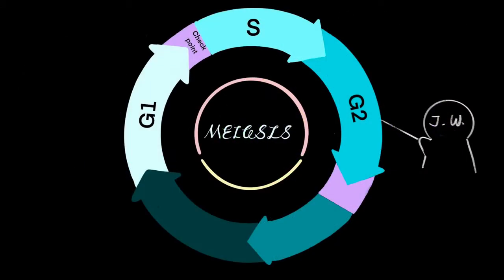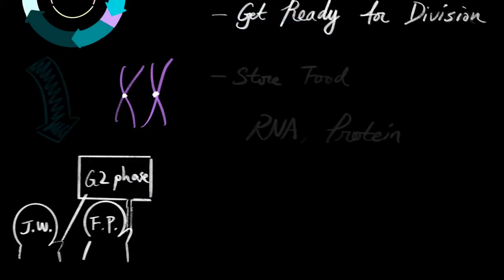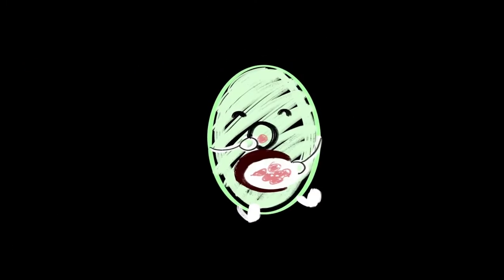The next phase, gap 2 phase, is all about prep work. This phase is right before the M phases, so it must store food, synthesize proteins, as well as copy the organelles needed for M phases.